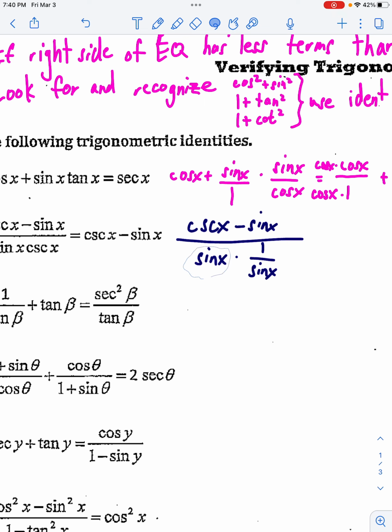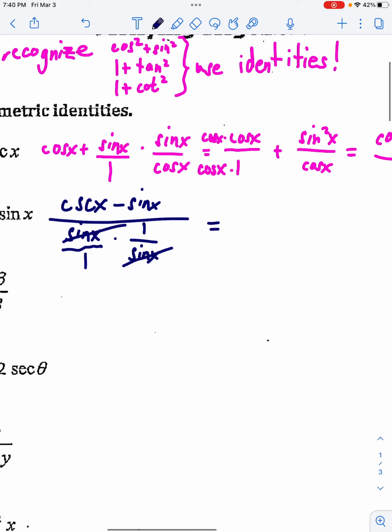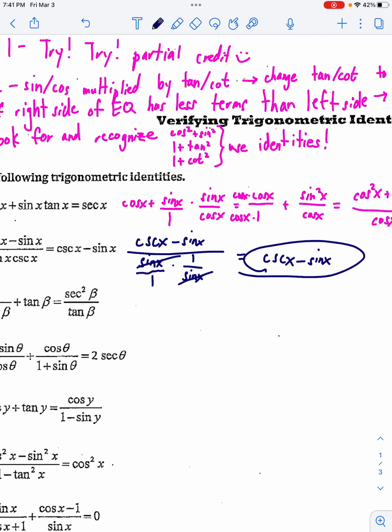Again, this sine x right here is technically a sine x over 1. So when you multiply these two fractions together, the sine x's cancel out. You're left with just a cosecant minus sine of x. Boom, that's our answer.